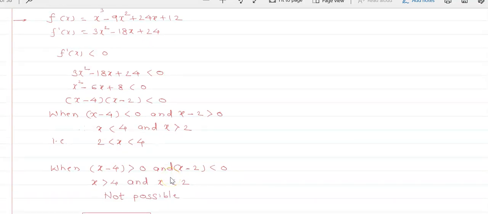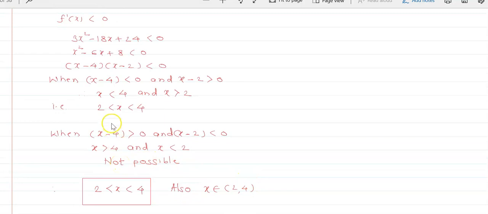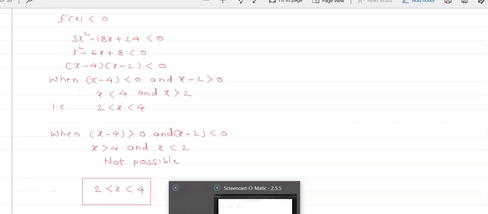In the other case, we consider x minus 4 positive and x minus 2 negative. Now x minus 4 is positive, add plus 4 on both sides for this, then x is greater than 4. And what about here? Add 2 on both sides, x is less than 2. Here it says x is greater than 4 and here x is less than 2, this is not possible. Which is possible? The first case is possible. The values of x lie between 2 to 4, that is x belongs to 2 to 4. This is the answer. Now we'll see here.